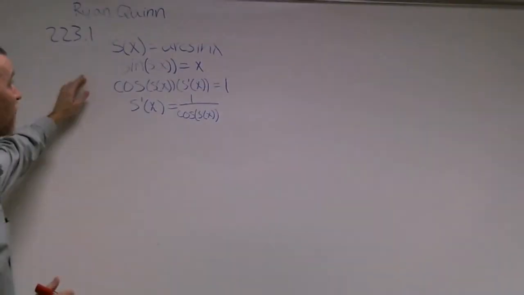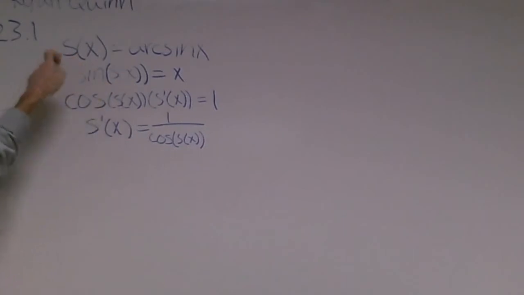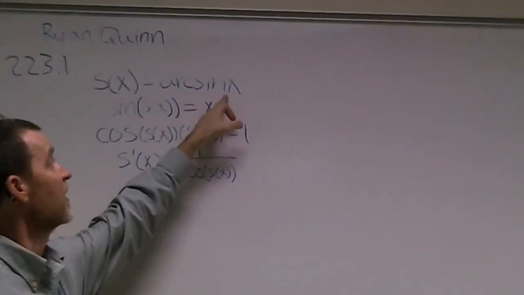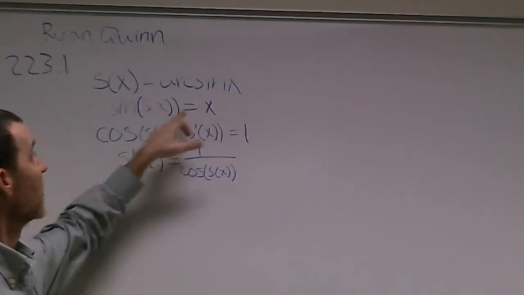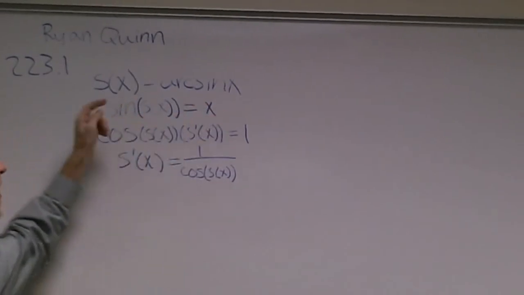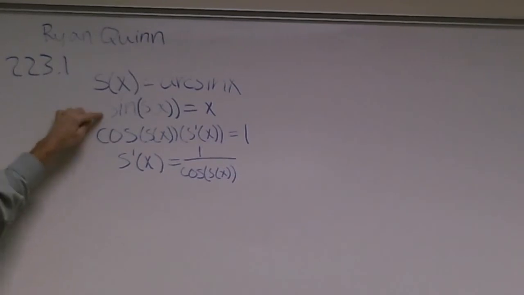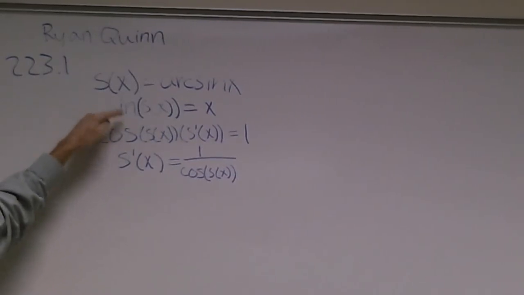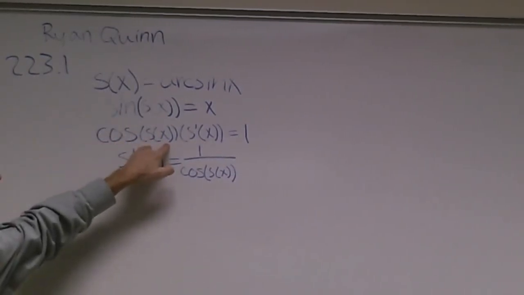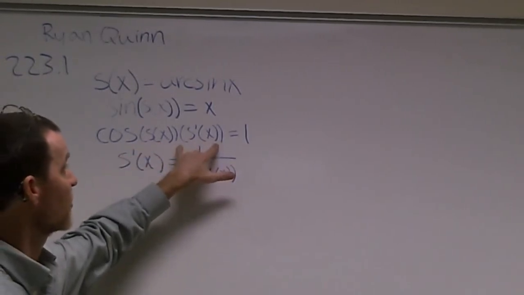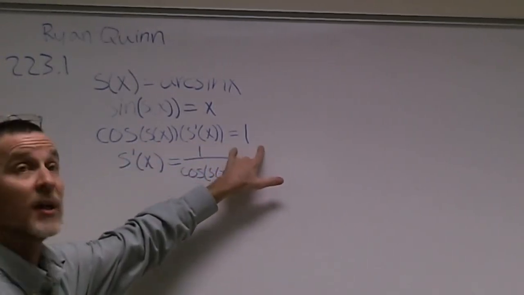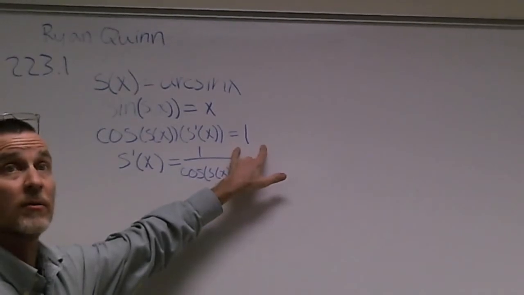You've started off perfectly. You've taken the sine of both sides, and if you take the sine of the inverse sine, then you get back x. And then you've proven to me that you know the chain rule, because you've taken the derivative of both sides. The derivative of sine is going to be cosine of the inside times the derivative of the inside equals 1. Everybody with what Ryan's done so far? We good?